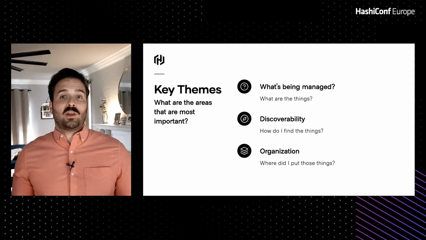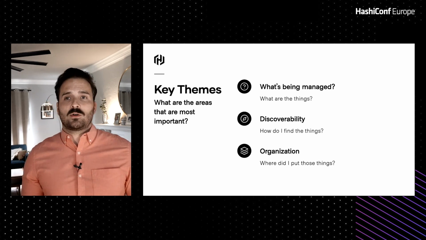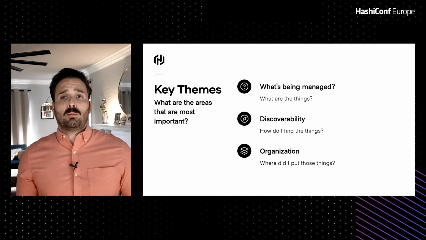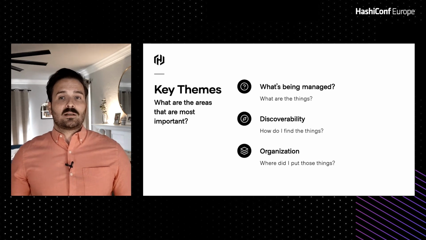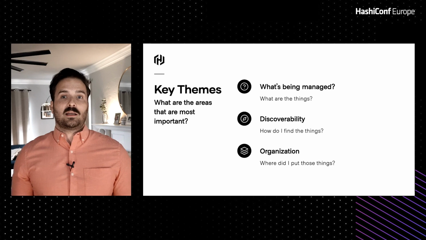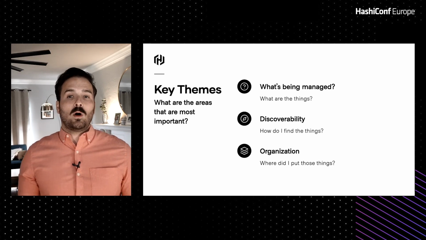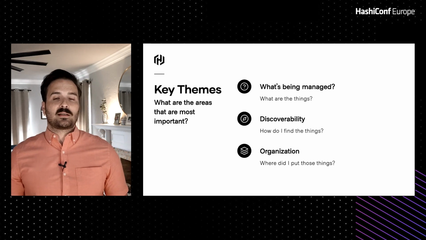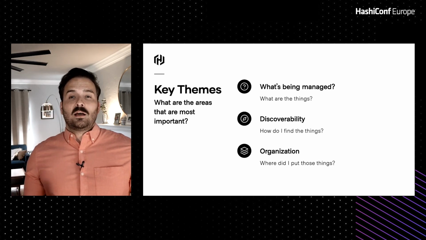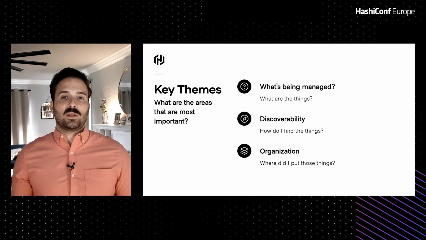So coming out of the early research phase, we synthesized our findings into three main themes. What's being managed? What are the things? We found that users really struggled to understand the infrastructure footprint of what they were managing, with a limited sense of how it was changing. Discoverability. How do I find those things? Users lacked a sense of what actions could be taken. And then organization. Where did I put those things? Organizations that had a large amount of workspaces found it extremely difficult to find what they needed when they needed it.